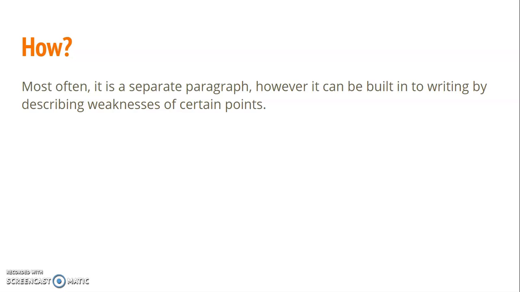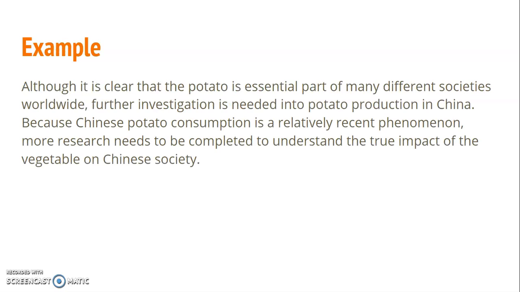So how do we do it? Okay, how does it look in your actual essay? So most often it's a separate paragraph, usually towards the end. But oftentimes it's built in as well into the paragraphs that you have. So if you have a certain point in your essay that could use a little bit more research or maybe is not the strongest, you could point out that weakness right then and there in that paragraph, or you could point out weakness of the essay or the argument as a whole at the end of the paragraph. Here's an example.